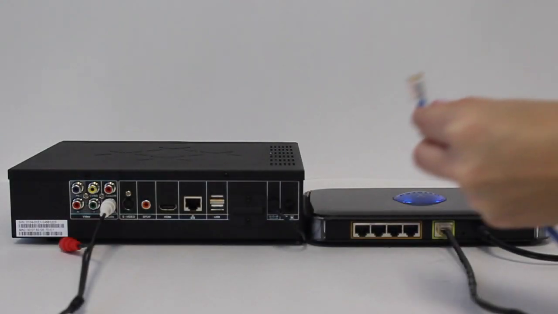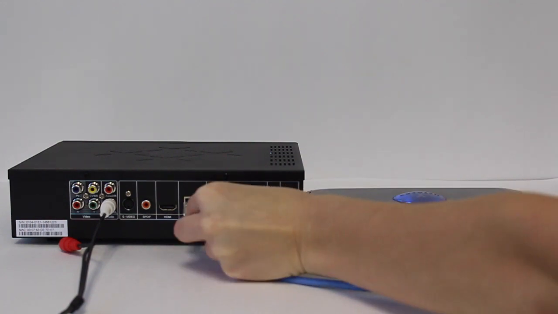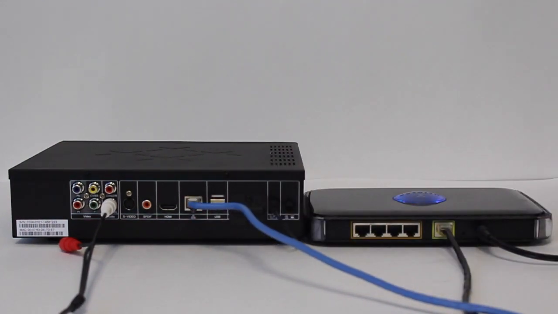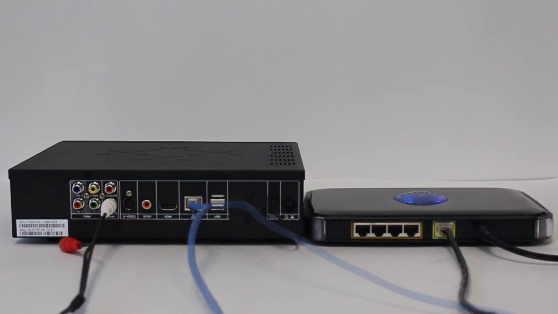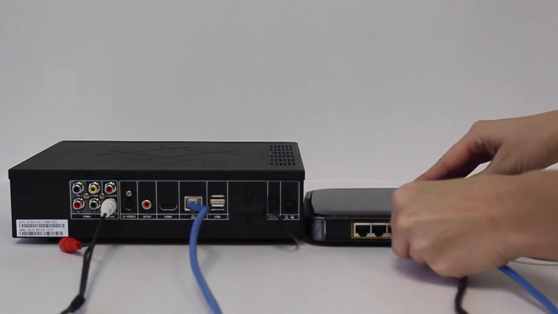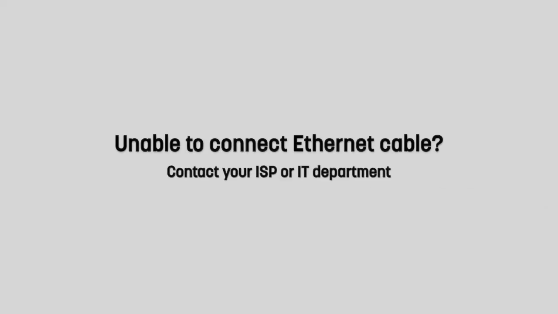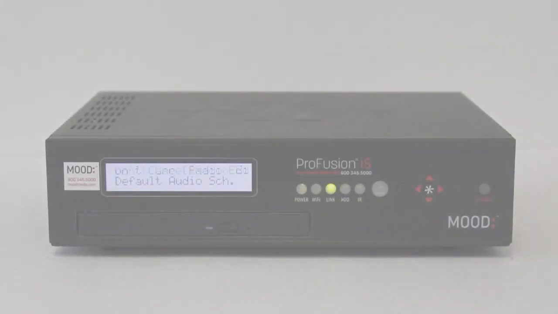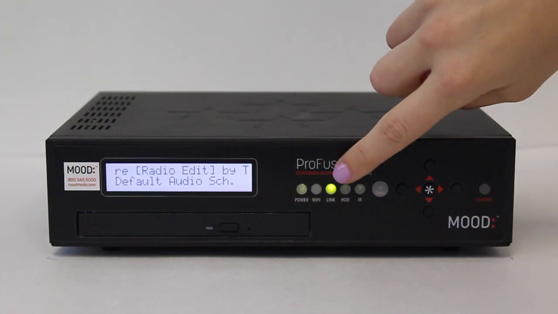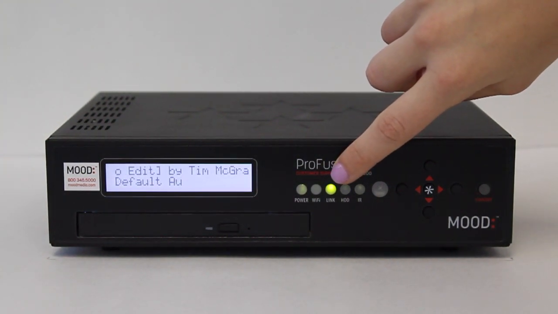Please locate the Ethernet cable that was included with your ProFusion IS receiver and plug the Ethernet cable into the Ethernet port on the back of the ProFusion IS. Plug the opposite end of the Ethernet cable into an available port on your store's network router or switch. If you are unsure where to insert this Ethernet cable, please contact your internet service provider or IT department. If an active internet connection is detected, the indicator light on the front panel of the receiver will illuminate.